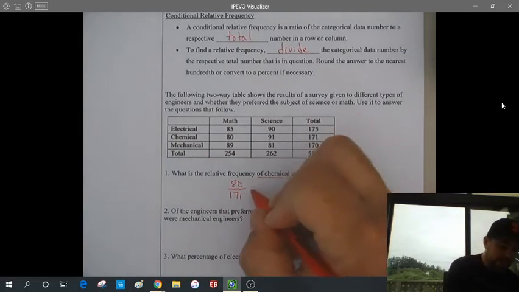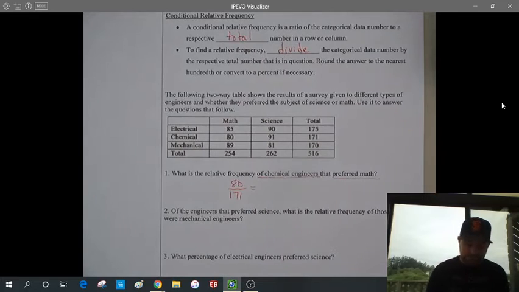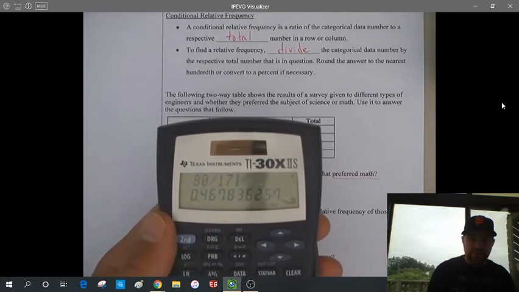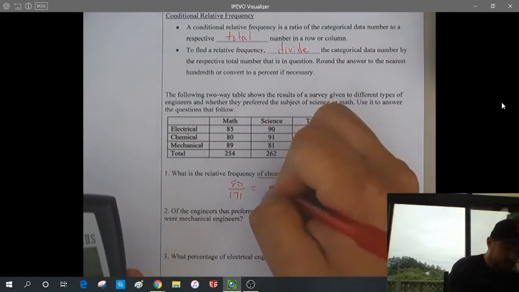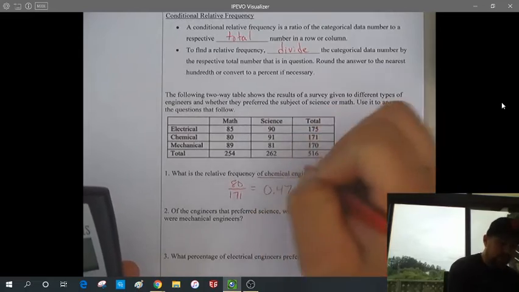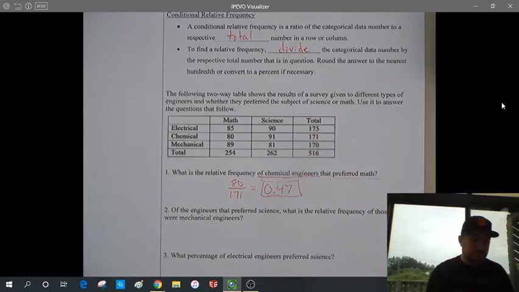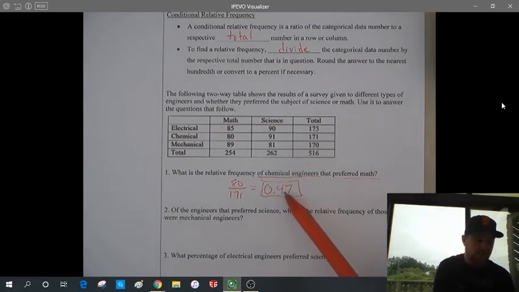And so if I divide 80 by 171, I'm going to get 0.467. So the 7 tells the 6 to round up to a 7. So I get 0.47. And this is my answer, because that's a relative frequency. It's a decimal number given to the hundredths place. And so what the meaning is here is that 47%, right, is what that would convert to as a percentage, of the chemical engineers preferred math.